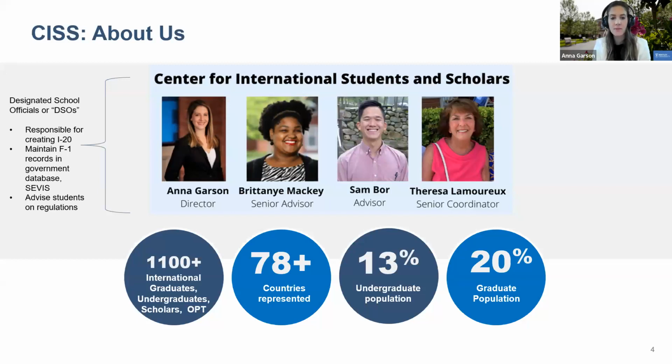So this is a little bit about our population. If we count all of our international graduate students, undergraduate students, and then our handful of scholars on campus, exchange students, and then students we have on work authorization, we have over 1,100 international students. And we have over 78 countries represented. This represents about 13% of the undergraduate population and 20% of the graduate population. These numbers change slightly depending on the semester and the year and how the numbers are calculated, but know that you will be coming to join a great international community here at Bentley.